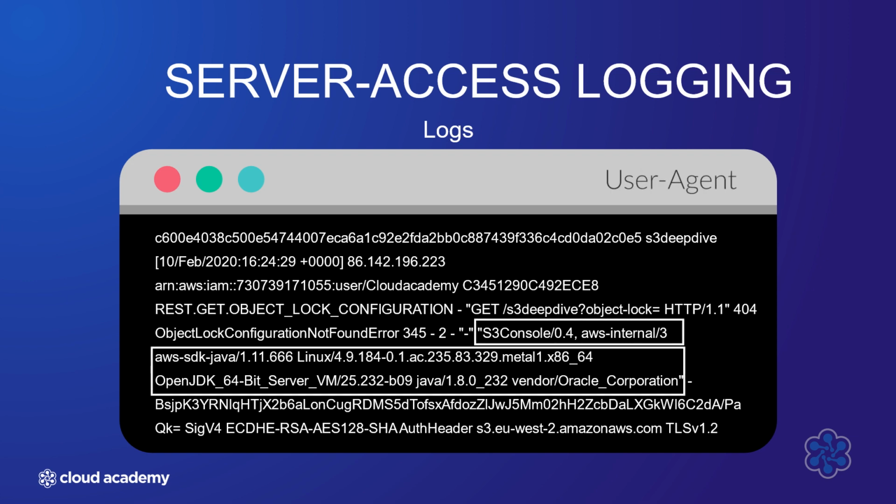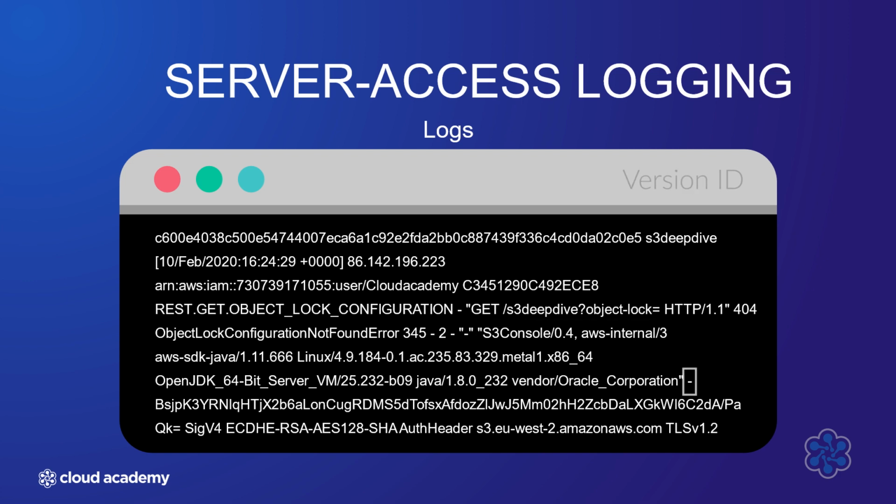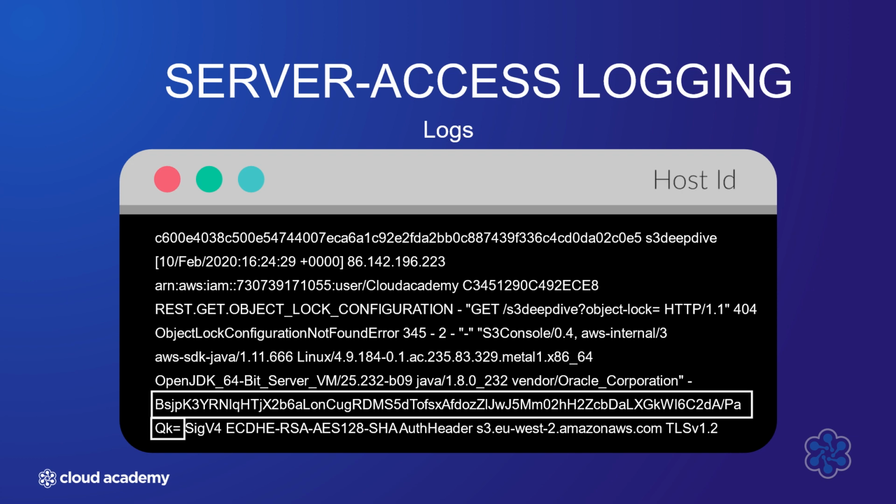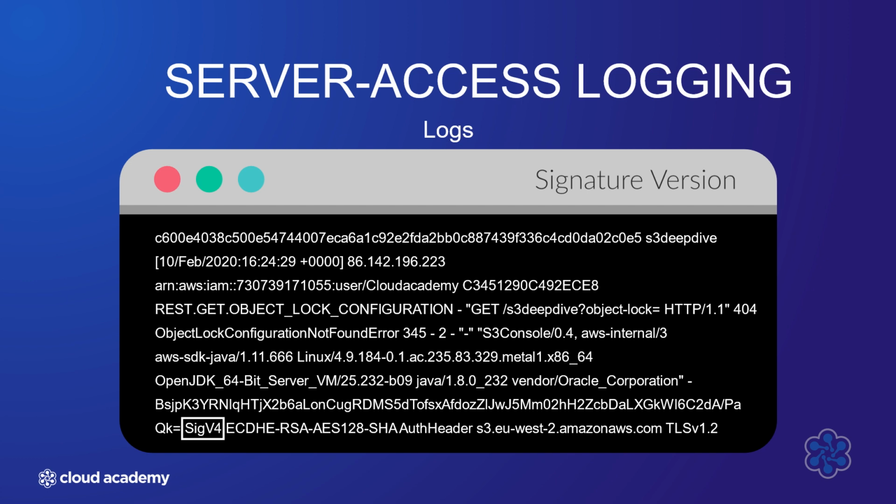User agent, this shows the value taken from the HTTP user agent header. Version ID, if present, this will show the version ID of the request. Host ID, the x-amz-id-2 or Amazon S3 extended request ID. The x-amz-id-2 header is a token that is used together with the x-amz-request-id header to help AWS troubleshoot problems. Signature version, this will show which signature version was used to authenticate the request.